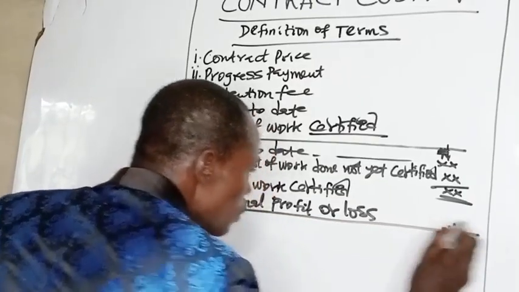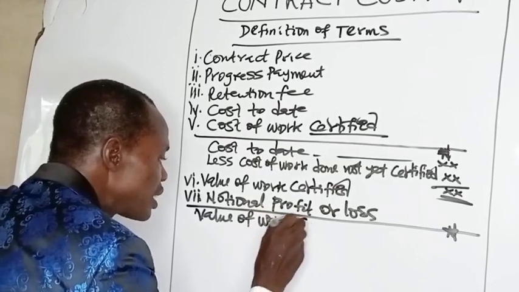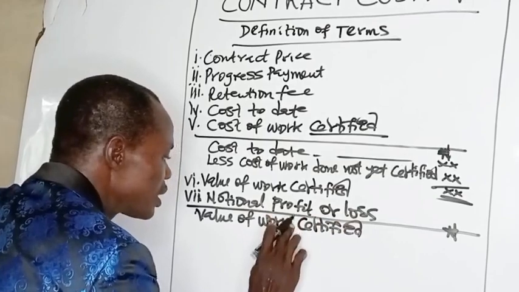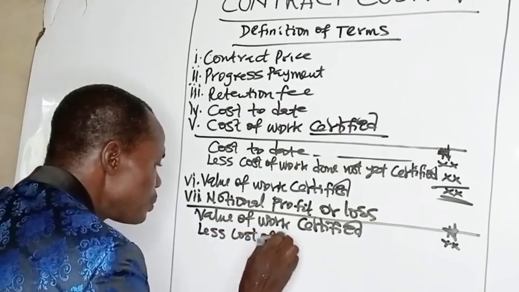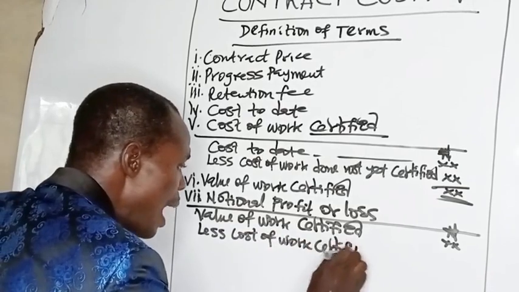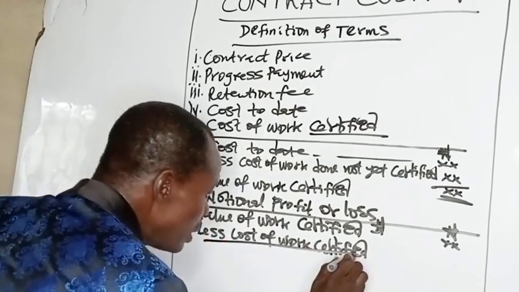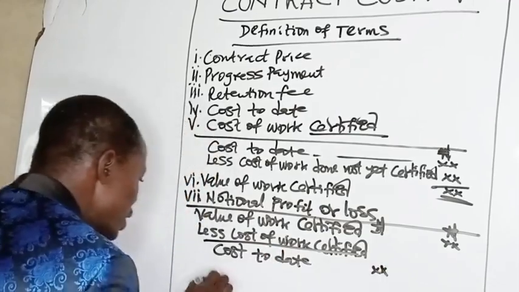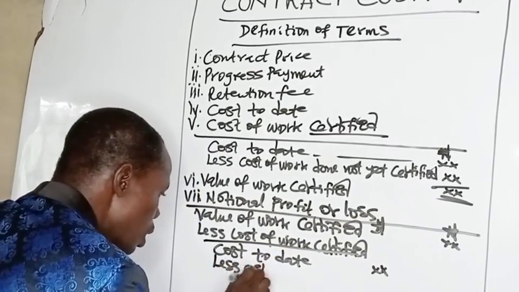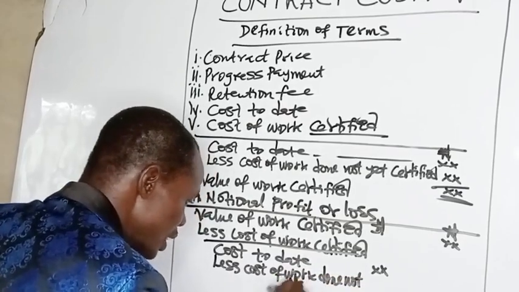Notional profit or loss will be value of work certified less cost of work certified. Remember, I've told you that cost of work certified is cost to date less cost of work done not yet certified.